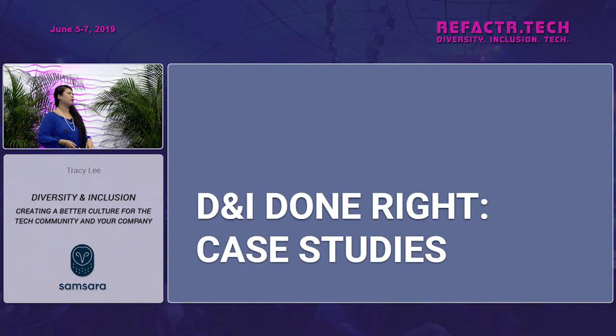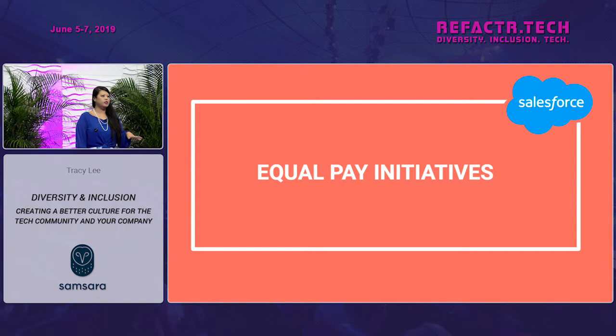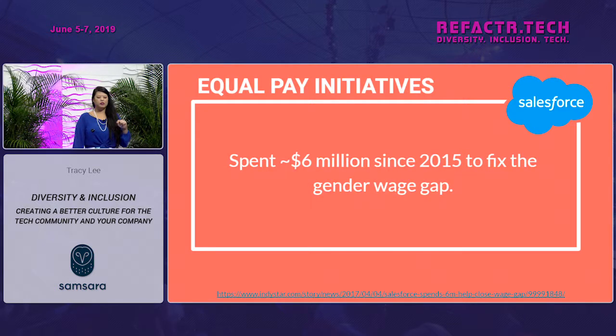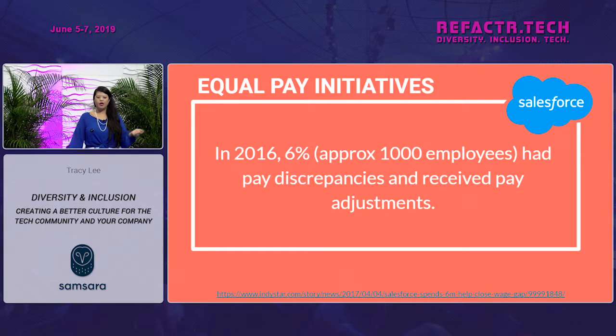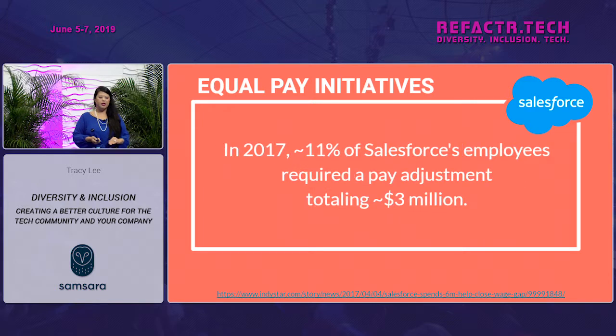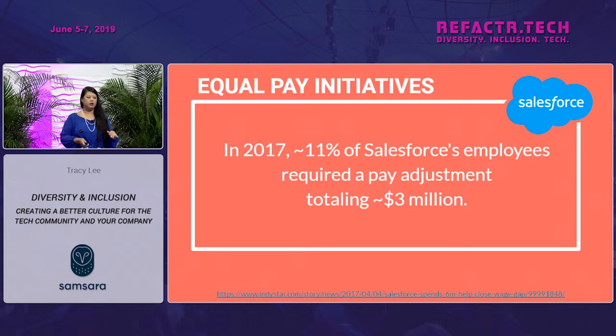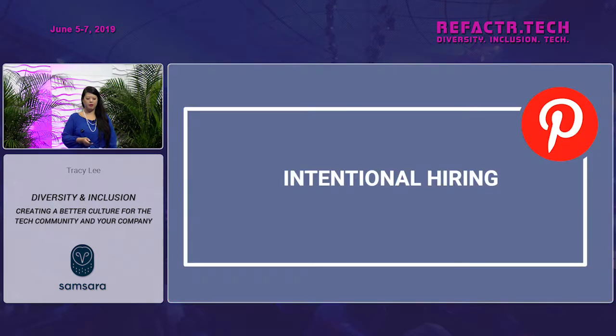So let's look at some companies that have actually done diversity and inclusion really right. I really love the Salesforce example. Salesforce has equal pay initiatives. They have spent over $6 million since 2015 trying to fix the gender wage gap. In 2016, they found that about 6% of employees had pay discrepancies and they had pay adjustments. And then in 2017, they found that actually 11% of Salesforce employees needed a pay adjustment, and that was $3 million that they spent trying to make sure that there was equal pay within the company.